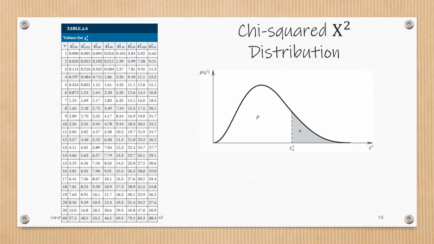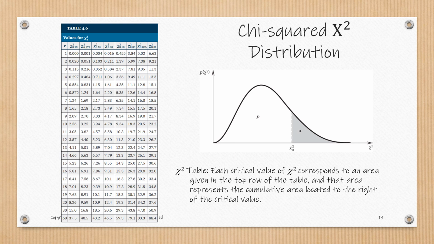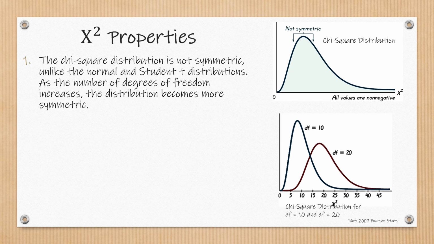Here we see a chi-squared data table and a chi-squared plot. In the table, each critical value of chi-squared corresponds to an area given in the top row of the table, and that area represents the cumulative area located to the right of the critical values. The chi-square distribution is not symmetric, so in that way it's unlike the normal or student's t distributions.